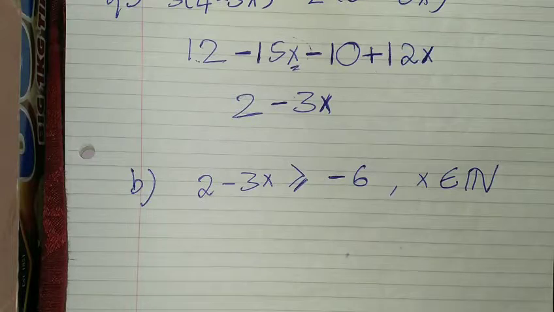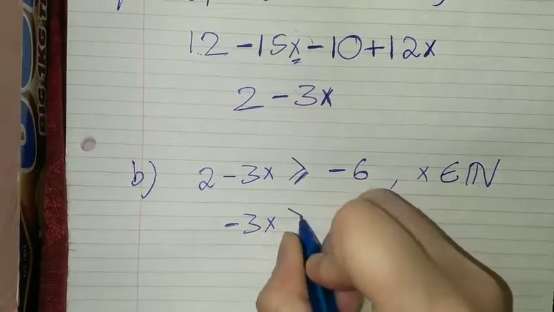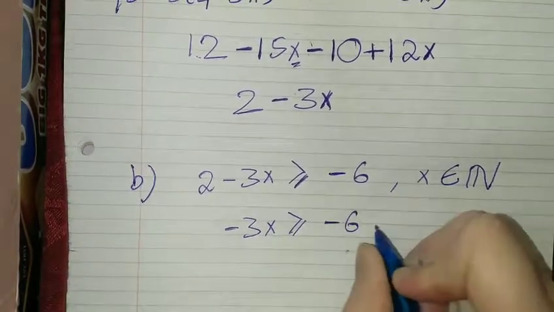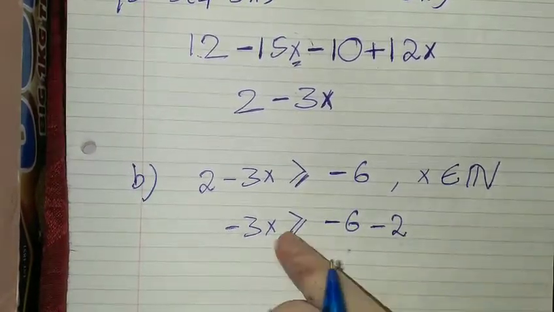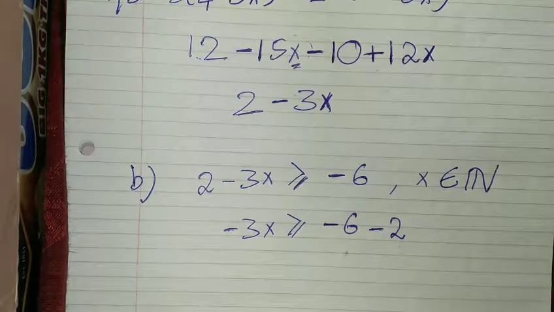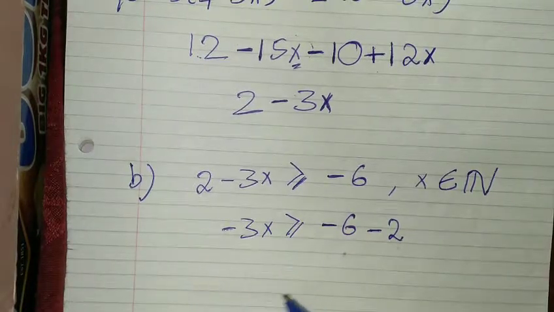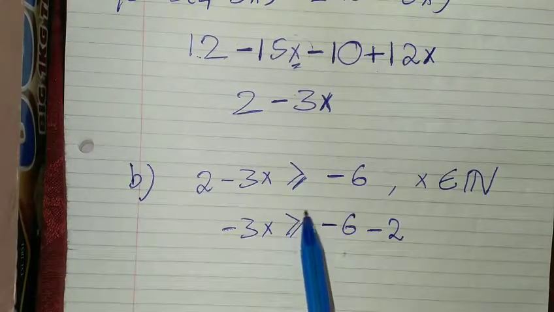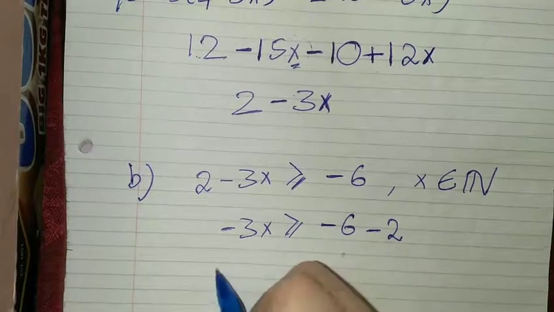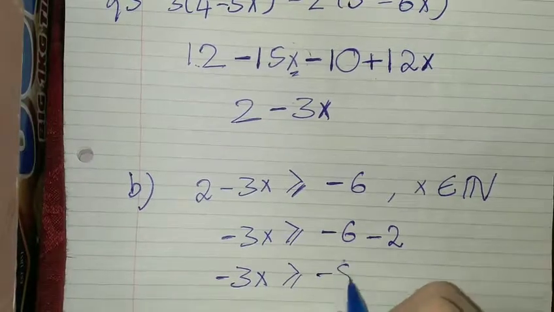So firstly, I can move the 2 by subtracting it from both sides, so that'll be minus 3x is greater than or equal to minus 6 minus 2. So I treat this a bit like an equals. The only time I don't treat it like an equals is if I'm multiplying both sides or dividing both sides by a minus. I have to change the direction of the inequality. So that's the only time we don't treat it like an equal. So then this will be minus 8.